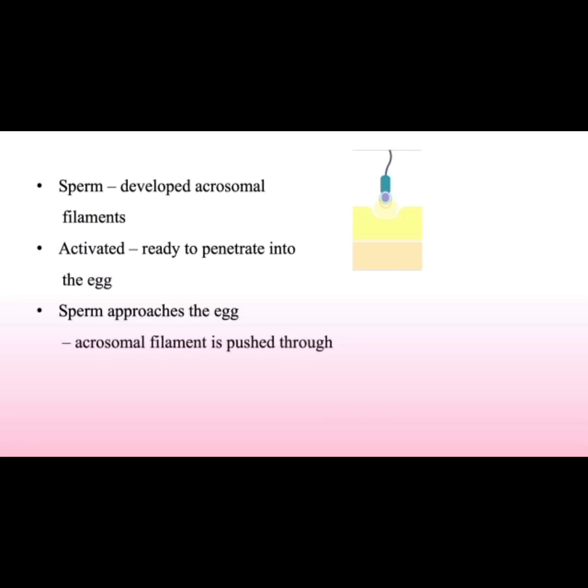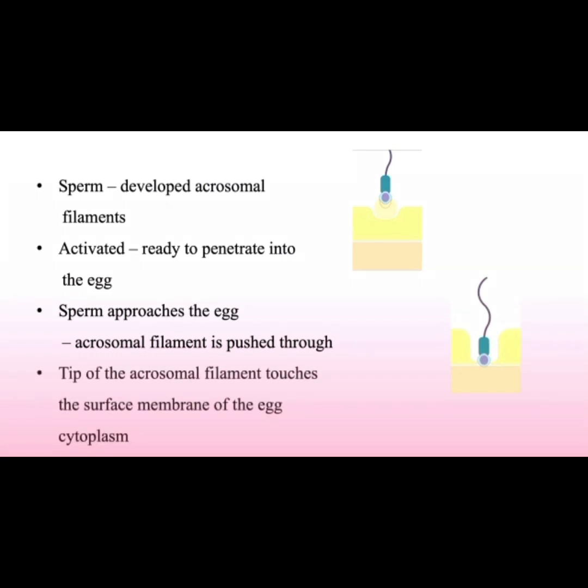As the sperm approaches the egg, the acrosomal filament is pushed through the jelly and through the vitelline membrane, the pathway for it being cleared by the action of lysins. Eventually, the tip of the acrosomal filament touches the surface membrane of the egg cytoplasm.